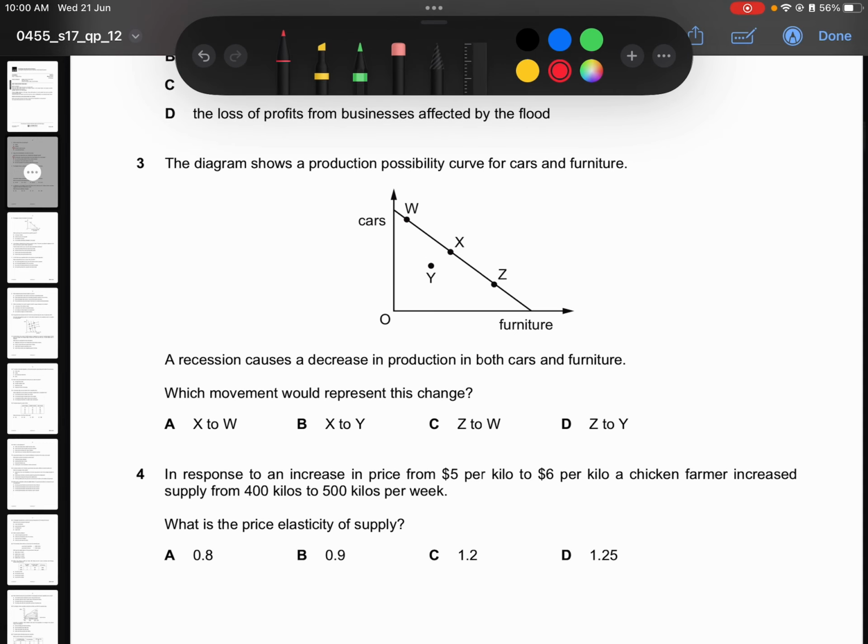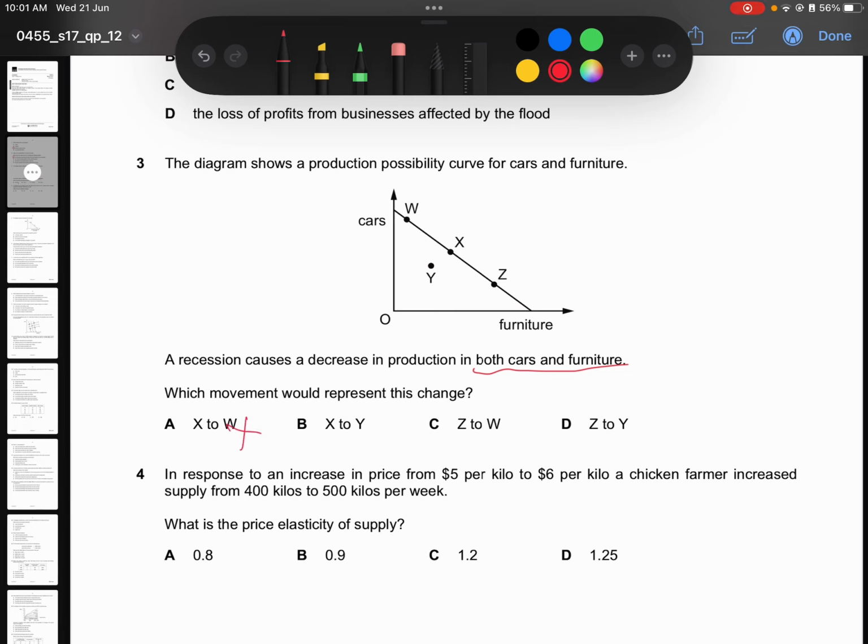Question number 3. The diagram shows a production possibility curve for cars and furniture. A recession causes a decrease in production in both cars and furniture. Which movement would represent this change? Now, since there's a decrease in production of both cars and furniture, we need to consider our cars and our furniture here. So, from which point? Before, they must be producing on the PPC, so we could say X. Now the options we look at are X to W. X to W shows an increase in production of cars, so it is a wrong option.